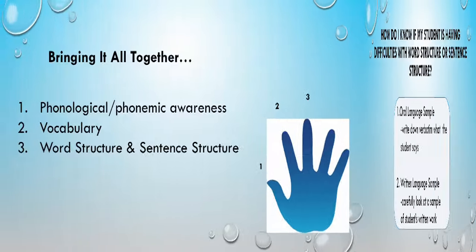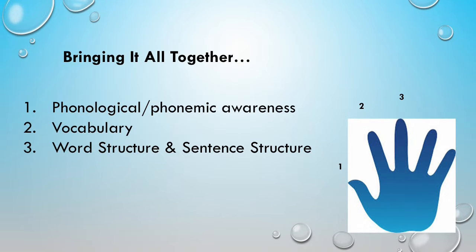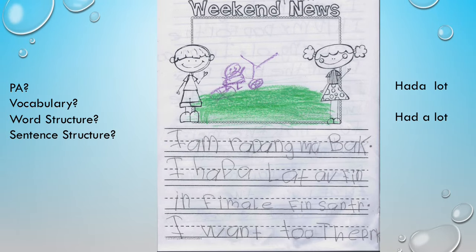So I want to look at a few of these. Let's bring it together, the first three fingers: the phonological or phonemic awareness, the vocabulary, the word structure, and the sentence structure. So here's an example from Northwood, a grade one class. This is weekend news. In looking at this, what would you say about their phonological or phonemic awareness? What would you say about their vocabulary? What do you think of their word structure? What do you think of their sentence structure? So just talk amongst yourselves for a minute.